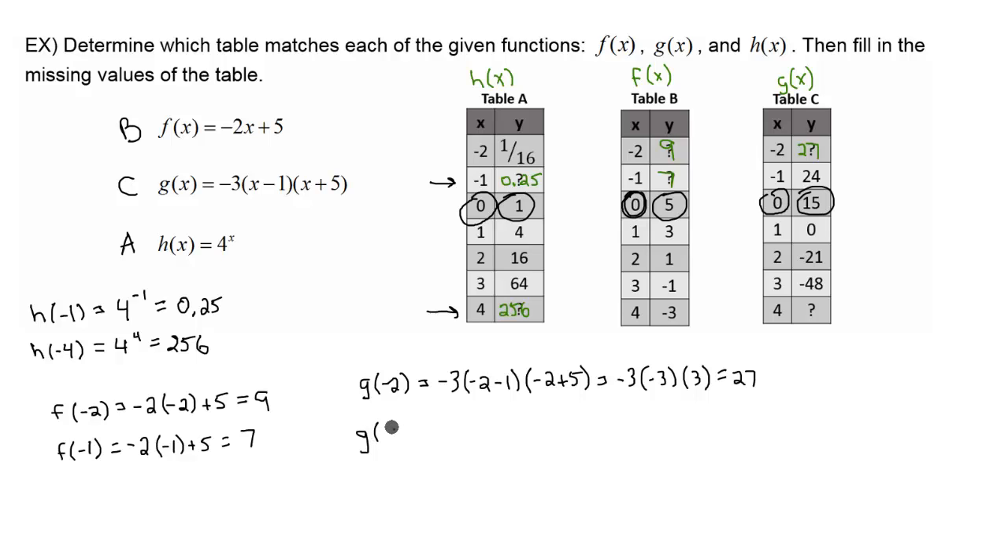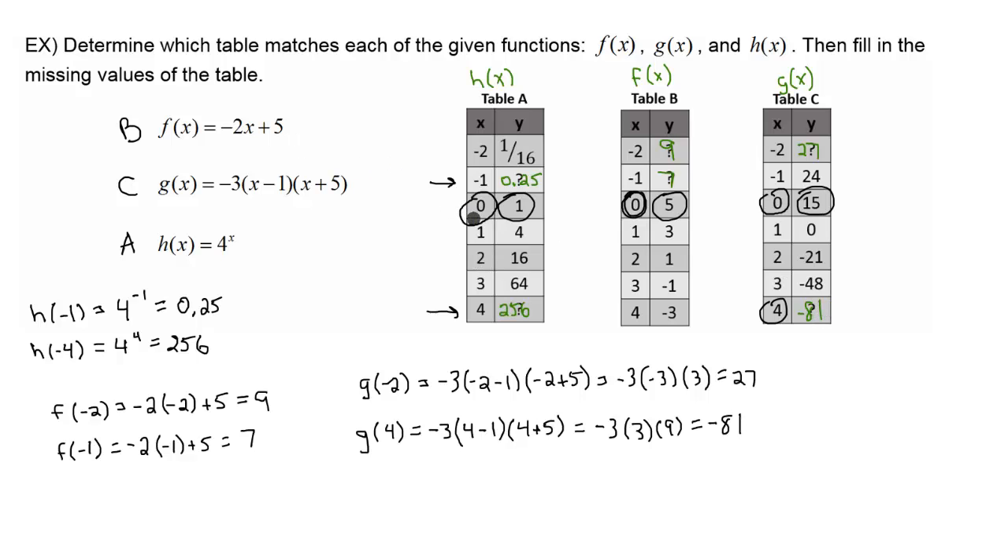And then lastly, I'm going to do g of, it looks like we need to evaluate for 4 down here on the bottom. Okay, so I plug in that. I start off again with negative 3, and then 4 minus 1 is positive 3, and 4 plus 5 is positive 9. So negative 3 times 3 is negative 9, and then times 9 is negative 81. And I'm going to plug that in over this question mark.